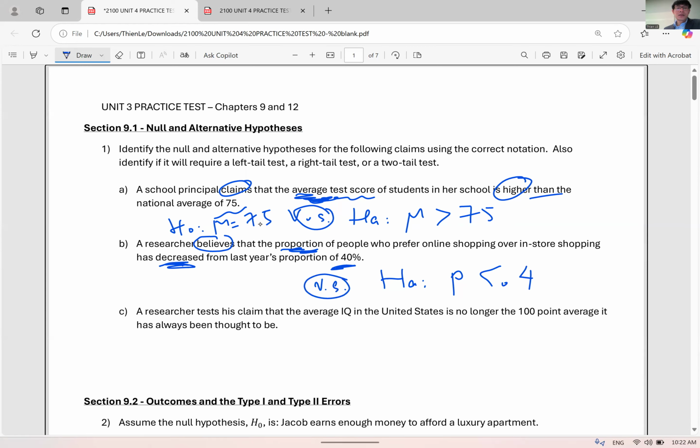Which means it leaves you the alternative, which is the null hypothesis, right? A research thesis claims that the average, so here we're talking about mu, the IQ in the United States, is no longer the 100 point average it has always been thought to be.